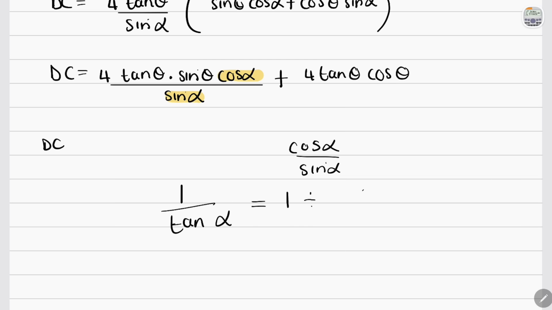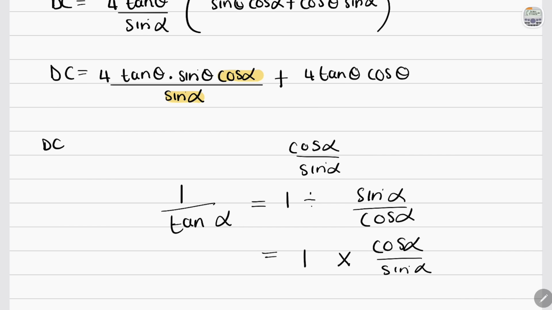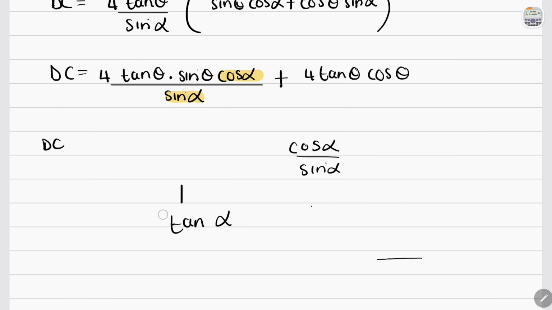Then tan alpha can change into sine alpha over cos alpha, and then you'd be using tip and times. So 1 times, then you tip that. So swap the numerator and its denominator. And so you see how that works out. So that is just equal to 1 over tan alpha.